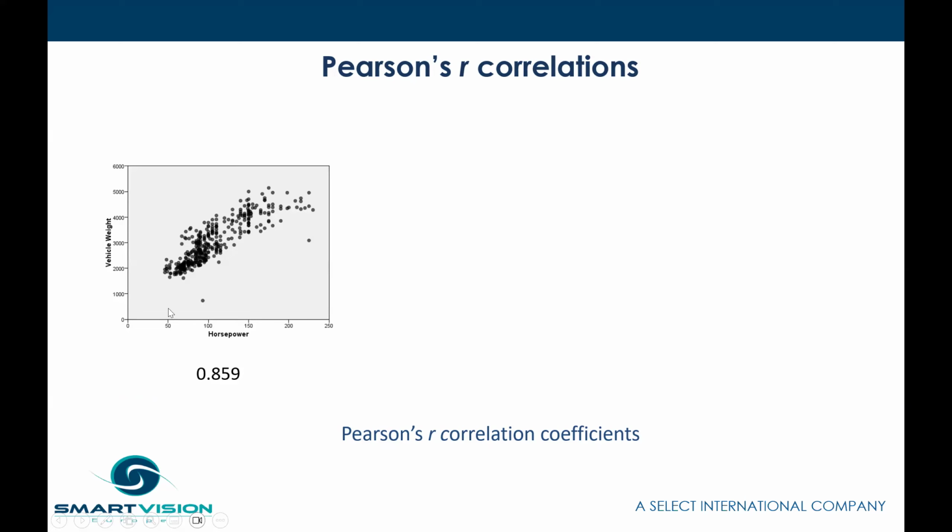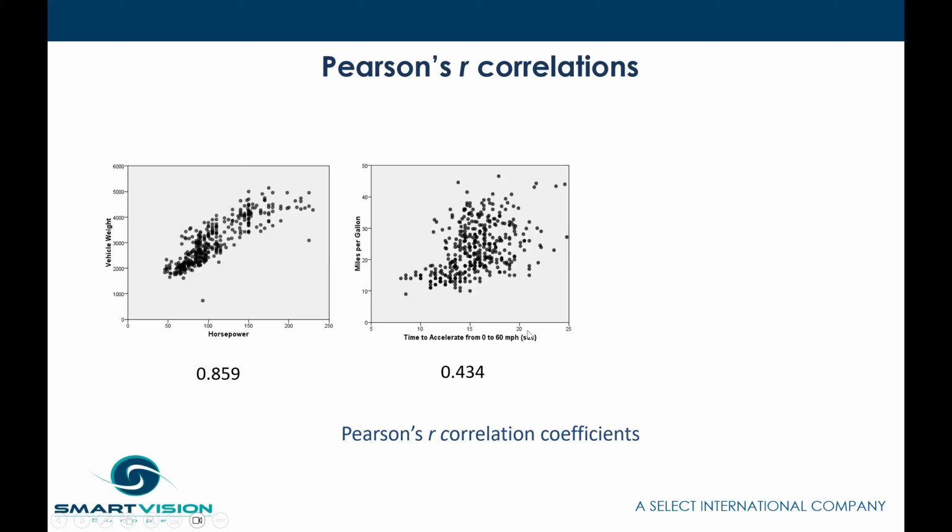It's starting to form a line, starting to line up, and it just indicates that as horsepower increases, vehicle weight increases, and as vehicle weight increases, horsepower increases. It does not mean that one is dependent on the other. It doesn't matter which way round the variables are. It's just saying, there's a correlation here of 0.859. Here's a weaker correlation.